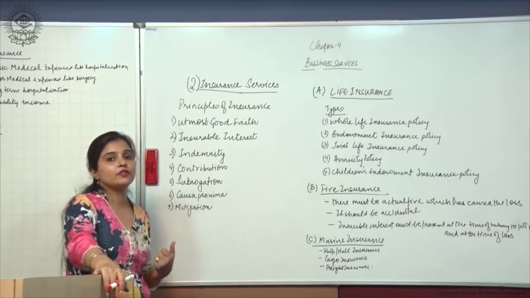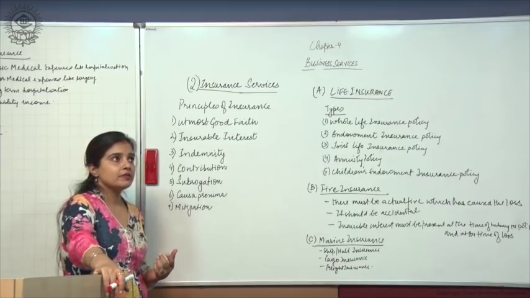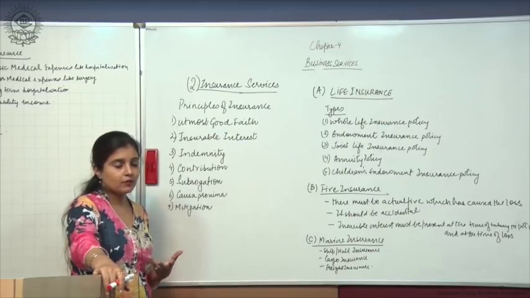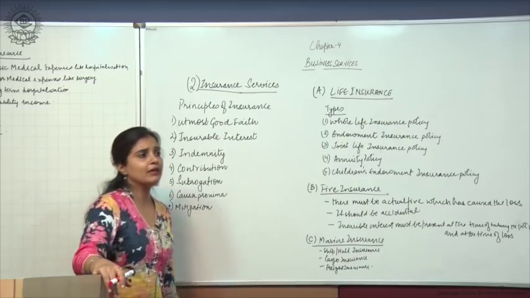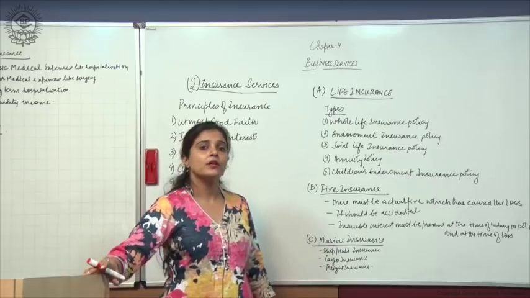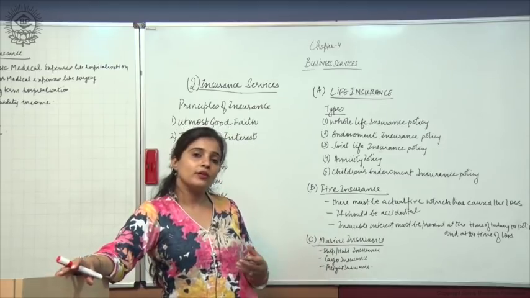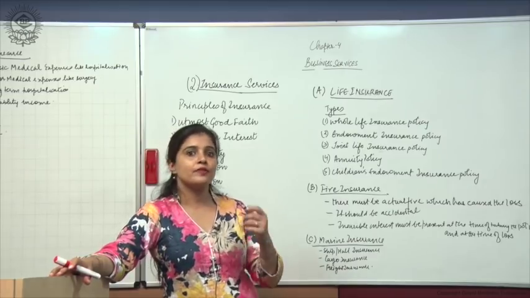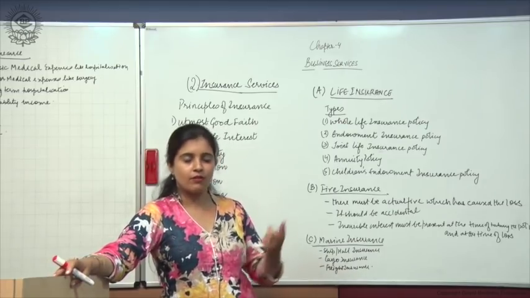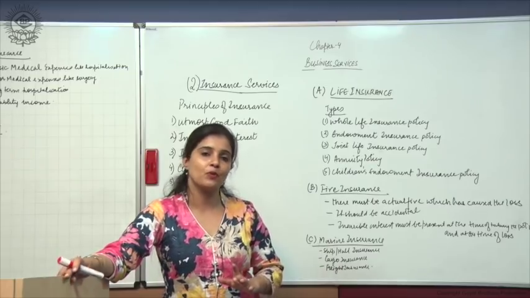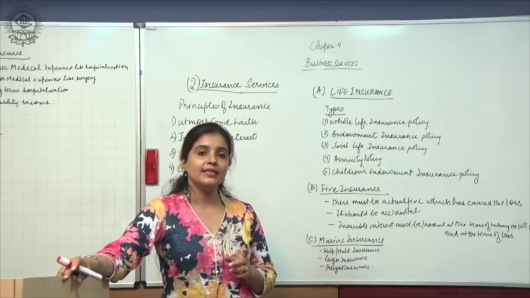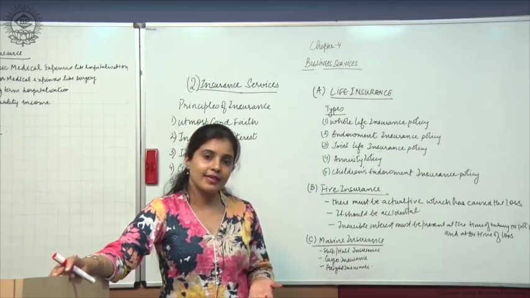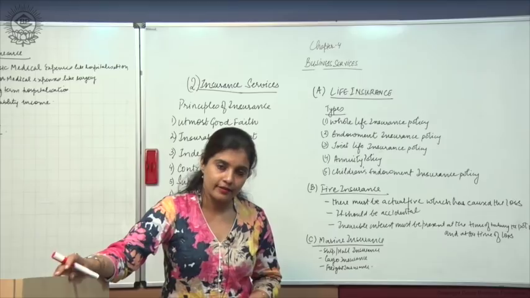What is the basic meaning of insurance? In business we are always exposed to some kind of uncertainty. Not only in business, in life also we are always exposed to some kind of uncertainty, right? So what these insurance companies do is that in return for a payment of a certain amount of money, they take our risk on their head. They take our risk on their head, okay?